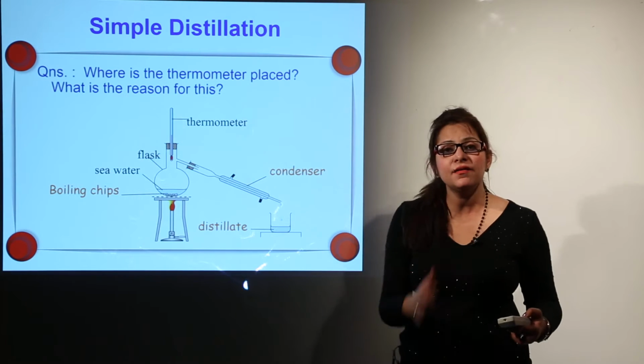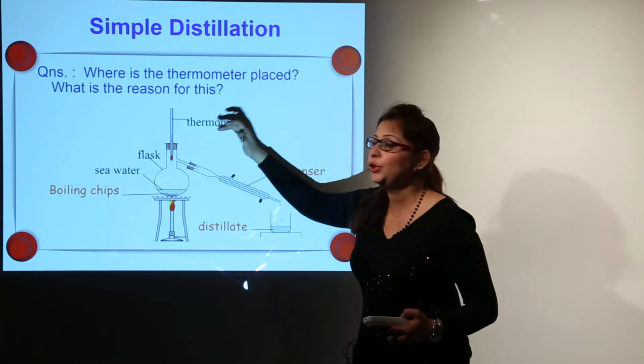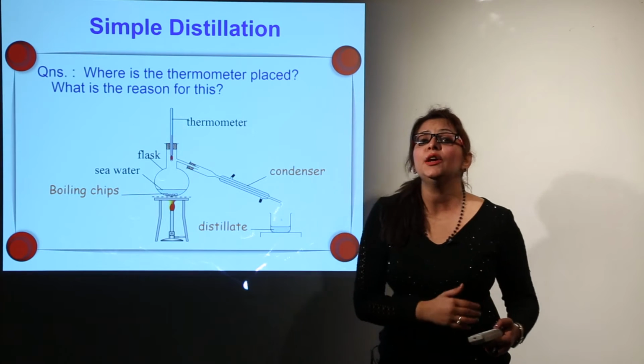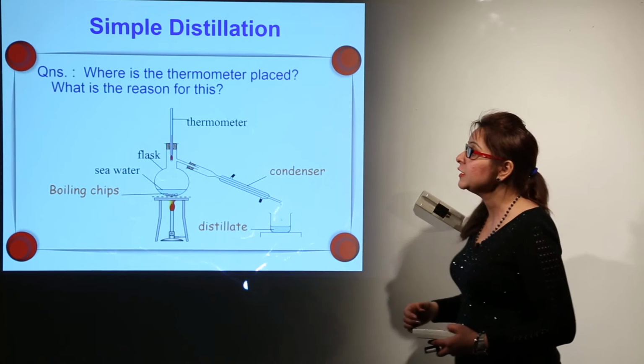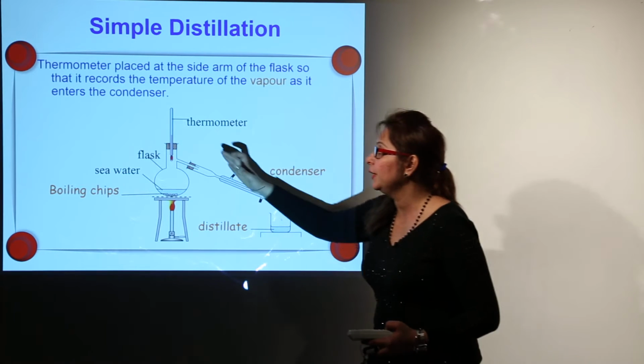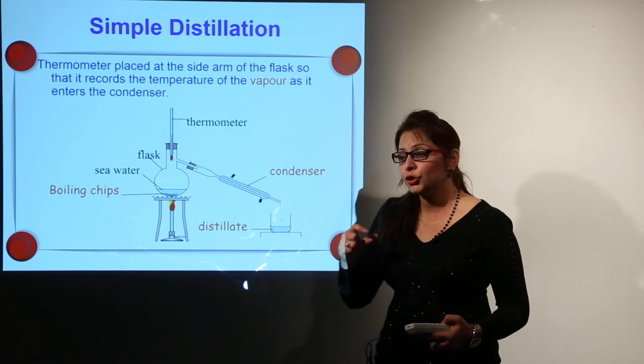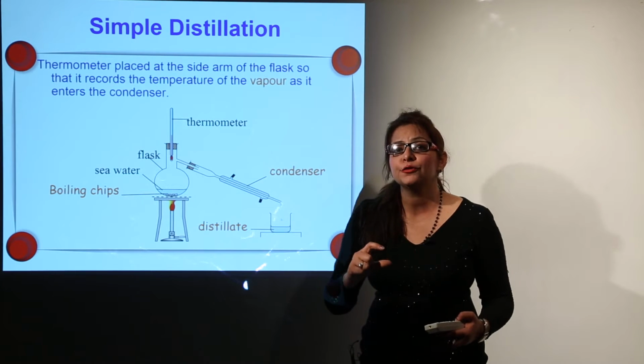Now the question must be striking: I have told you everything, the boiling chips, seawater, condenser, distillate, the flask, but I haven't mentioned the use of the thermometer. So why do you think I have placed the thermometer? The thermometer is placed because it records the temperature. We should know at what temperature it is going to form the vapor.